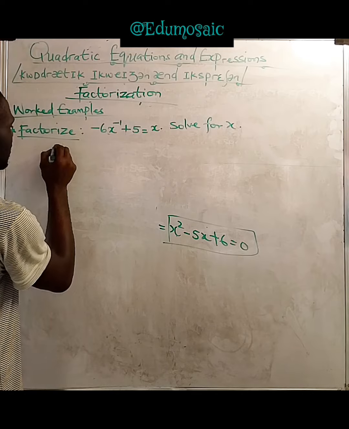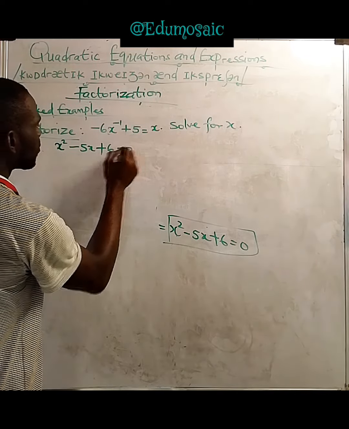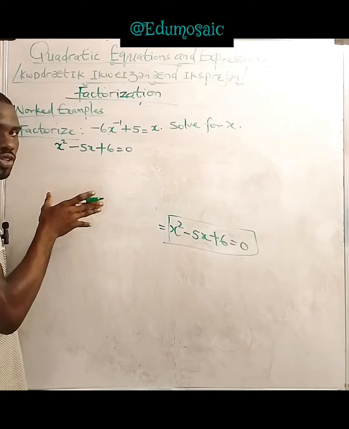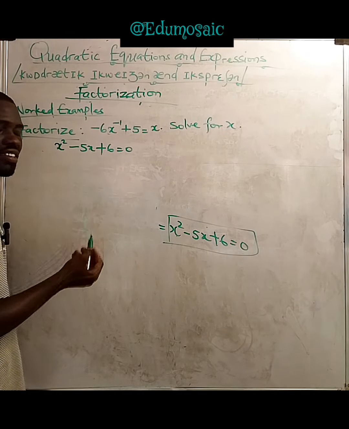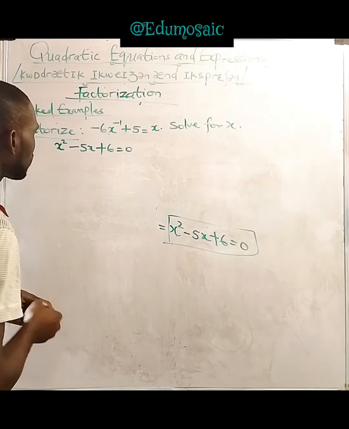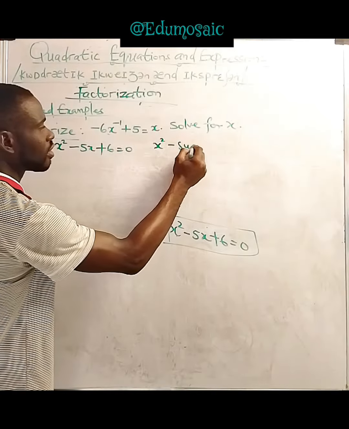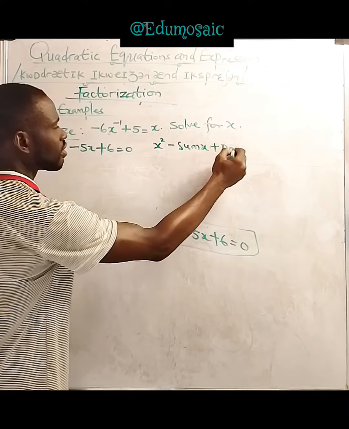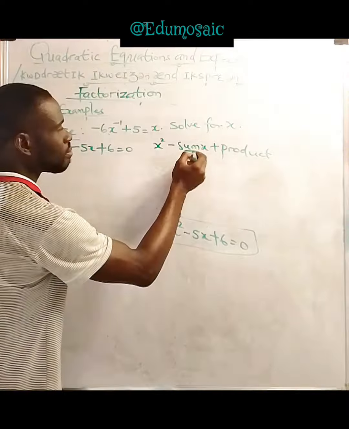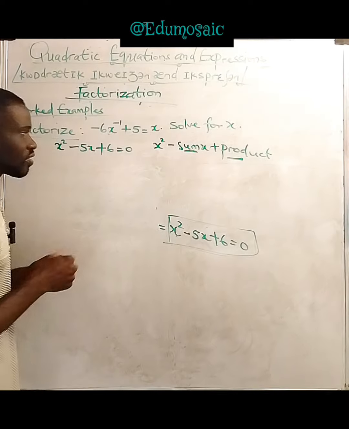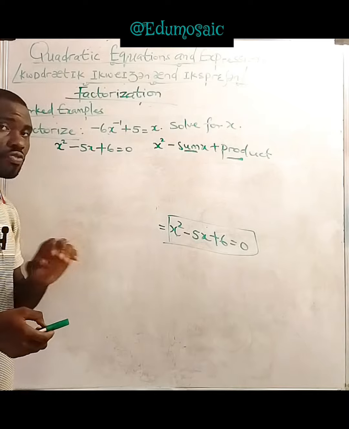So first of all, we have x squared minus 5x plus 6 equals 0. This is a quadratic equation. How? Because we have an equality sign. If there's no equality sign, it's a quadratic expression. So now don't forget there's a formula that we just derived: x squared minus sum x plus product. So we have to focus on these two, the sum x and the product. They are the two major things we have to really stay focused on.